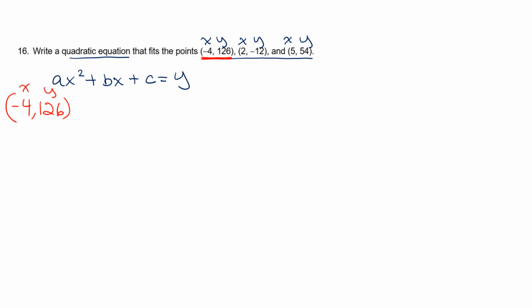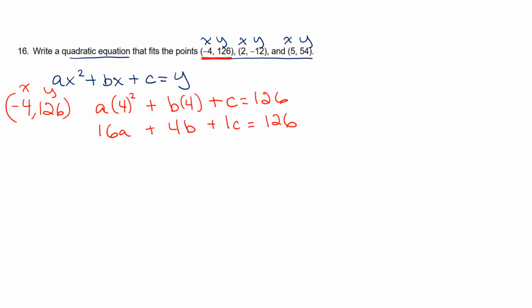So I'm going to go ahead and fill it into this little form here. A times 4 squared plus b times 4 plus c equals y, which is 126. So that is 16a plus 4b plus 1c equals 126. The next one, I'm going to do 2, negative 12.